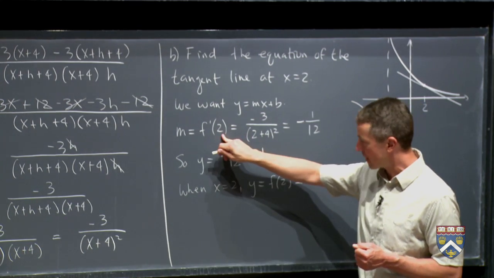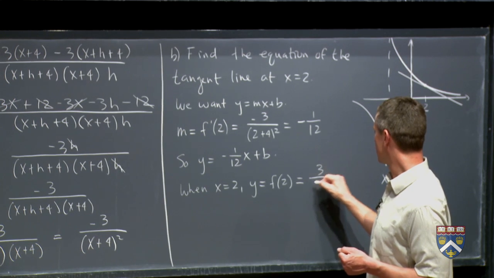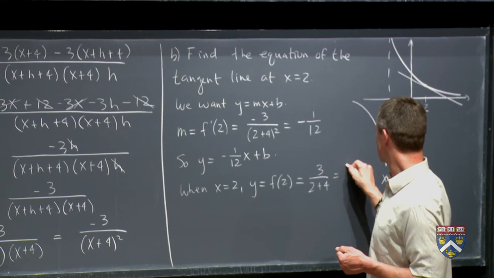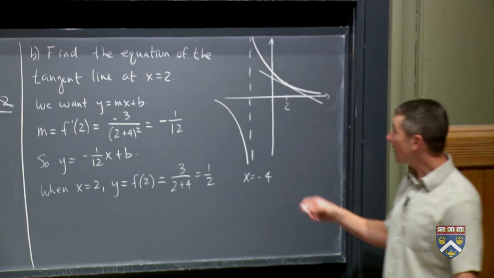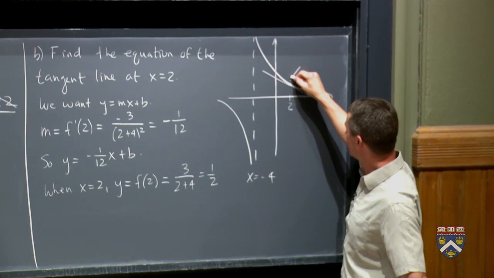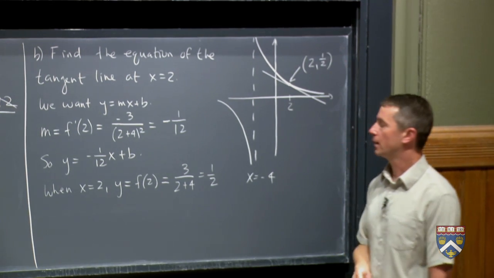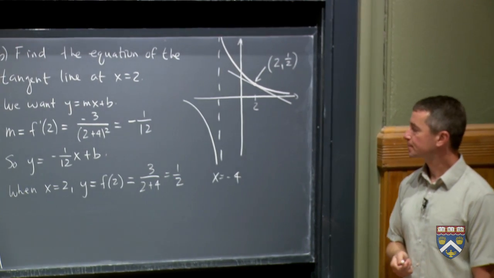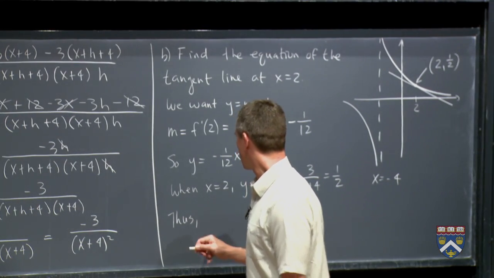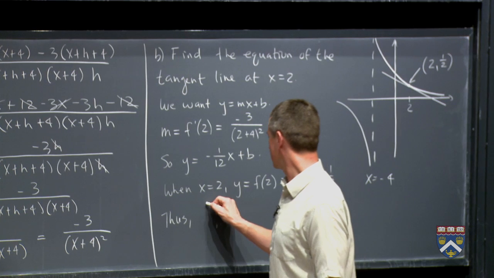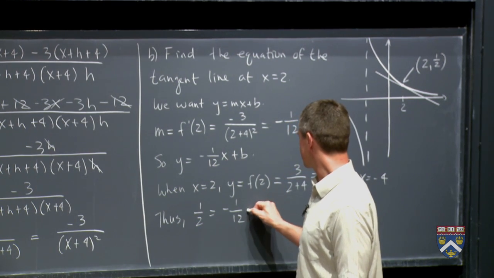So we plug into f prime to get the slope. We plug into f to get the y value. So 3 over 2 plus 4, which is 1/2. So now I know that the coordinates of this point here are 2, 1/2. So what can we do with that? Thus, I can plug in for y, 1/2. And for x, we're plugging in 2.